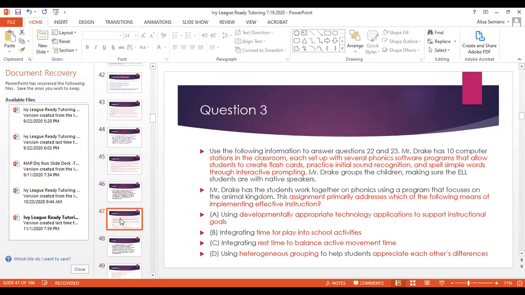So it says, Mr. Drake has 10 computer stations in the classroom, each set up with several phonics software programs that allow students to create flashcards, practice initial sound recognition, and spell simple words through interactive prompting. Mr. Drake groups the children, making sure that English language learner students are with native speakers. Mr. Drake has the students work together on phonics using a program that focuses on the animal kingdom. This assignment primarily addresses which of the following means of implementing effective instruction: A, using developmentally appropriate technology applications to support instructional goals; B, integrating time for play into school activities; C, integrating rest time to balance active movement time; D, using heterogeneous grouping to help students appreciate each other's differences.